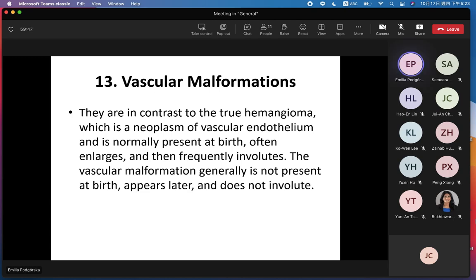And vascular malformations. There are, in contrast to the true hemangioma, which is a neoplasm of vascular endothelium, and it's normally present at birth, often enlarged, and then frequently involutes. The vascular malformation generally is not present at birth, and it appears later and does not involute.